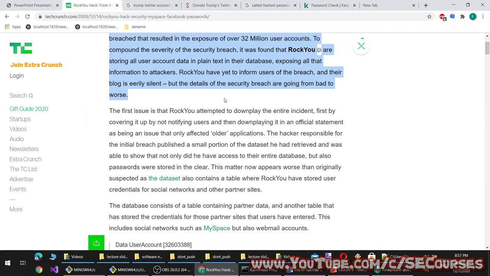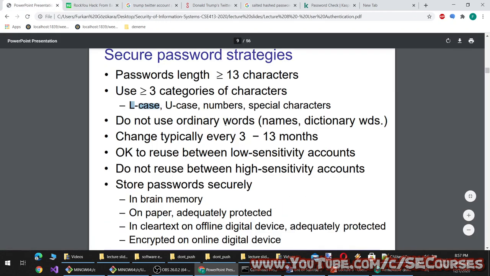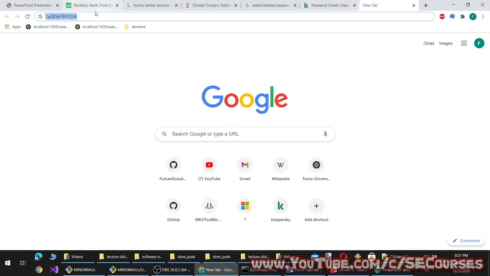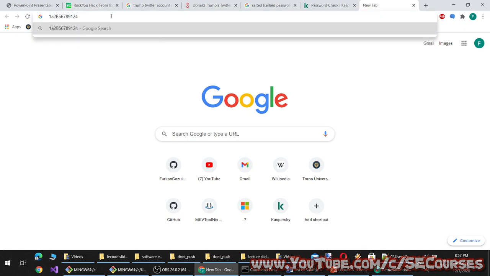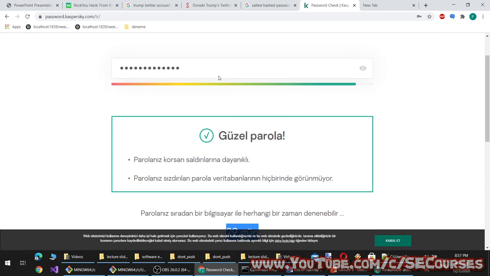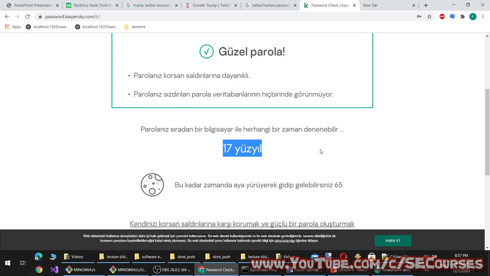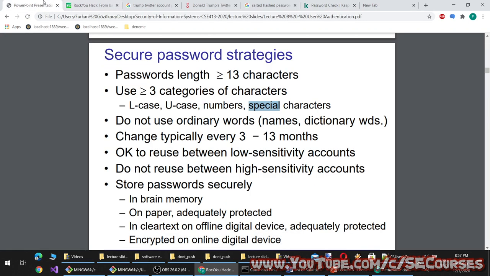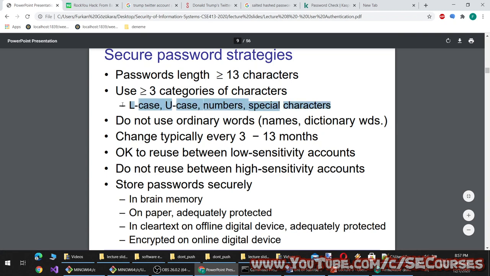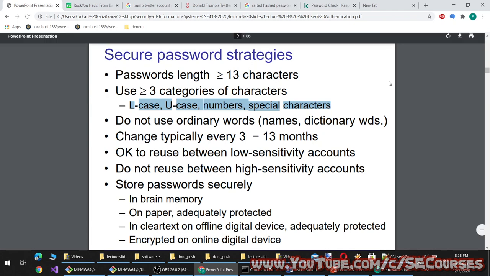And then it says I should also add special characters, so I'm going to add a dollar sign into my password, and let's try this. Okay, now it takes 1700 years. So this is a practically impossible password to crack at the moment. You see how using a combination of different characters improves your password security.